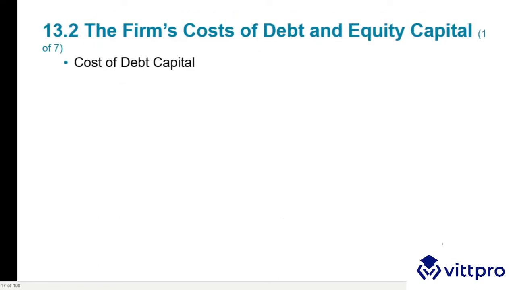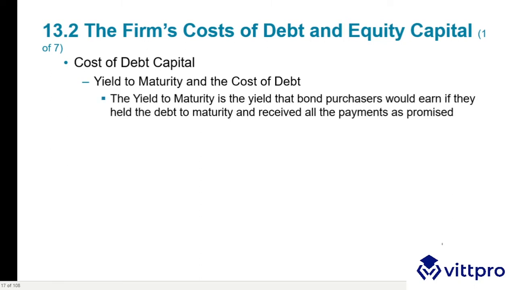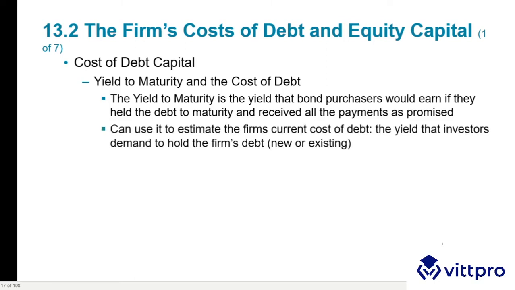Now the next topic that we have to discuss is the firm's cost of debt and equity capital, how we determine the cost of debt and cost of equity. For that we have to use something called yield to maturity for the cost of debt. We discussed yield to maturity last time, I think, when we were doing the bond calculation. To calculate yield to maturity, we take the payments received against the market value of the debt, at the rate where the NPV is the same. That's how we calculate the yield to maturity. We can use this yield to maturity if they hold the debt and receive all the payments as promised.